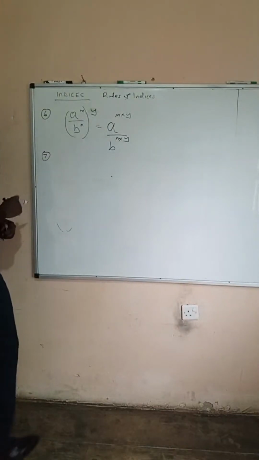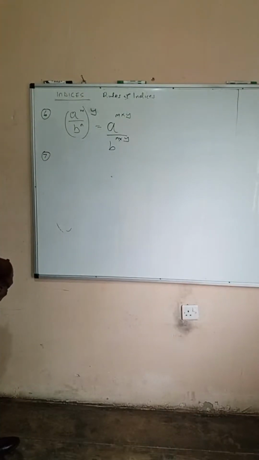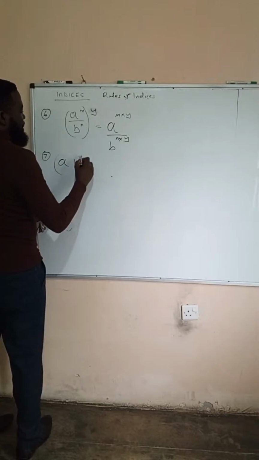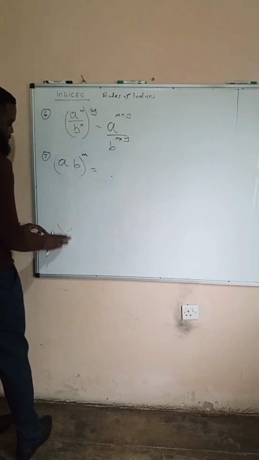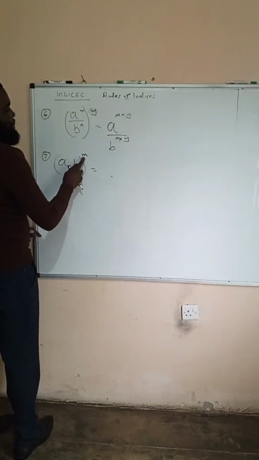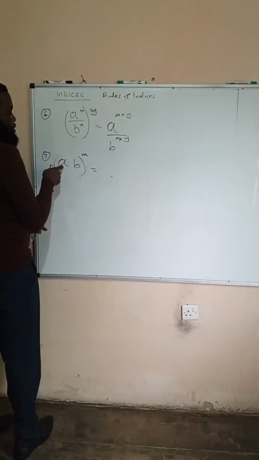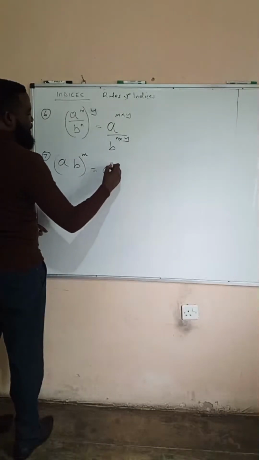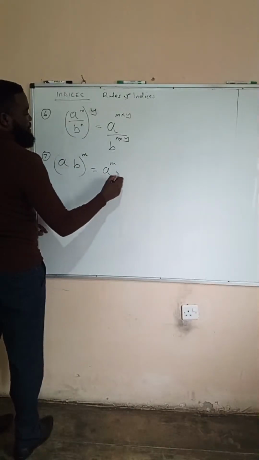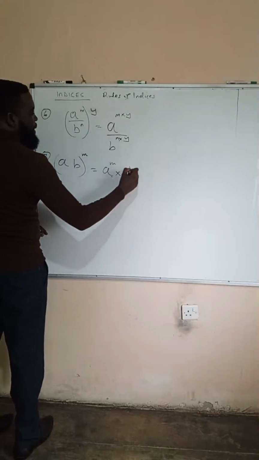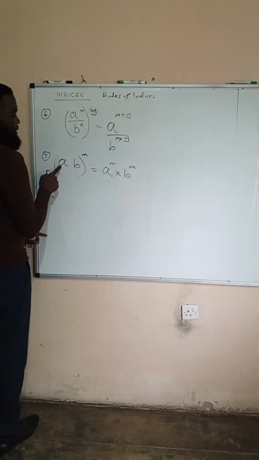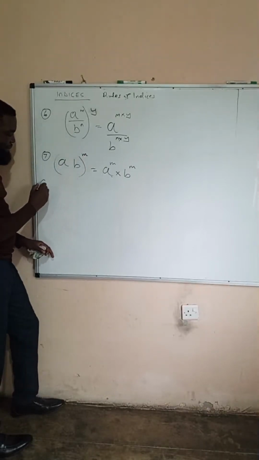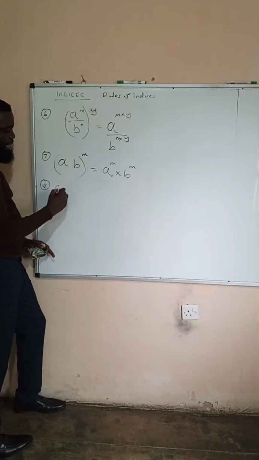7th rule. If they give you, let's say, (ab) to the power m, two numbers in brackets raised to the power m, then it's the same as writing a to the power m times b to the power m. This m is given to the first number and the second number, the first letter and the second letter. So it's the same as if I write any number on its own.